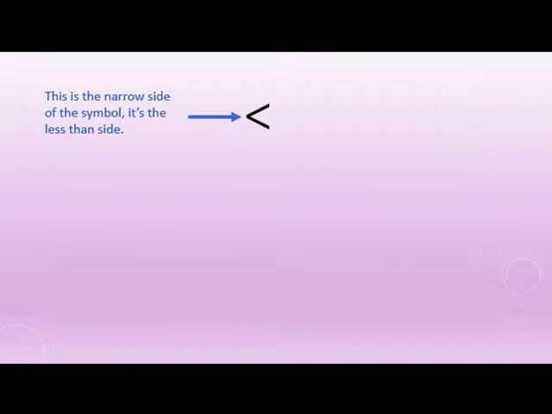This is the less than symbol. This is the narrow side. This is the greater than side. It's the larger side. We can read this symbol in either direction, and that's an important thing to remember.